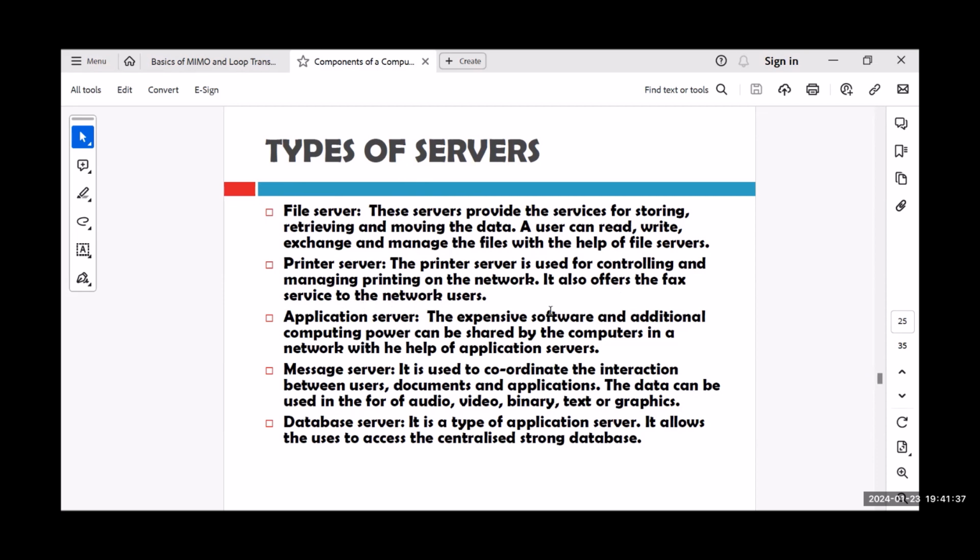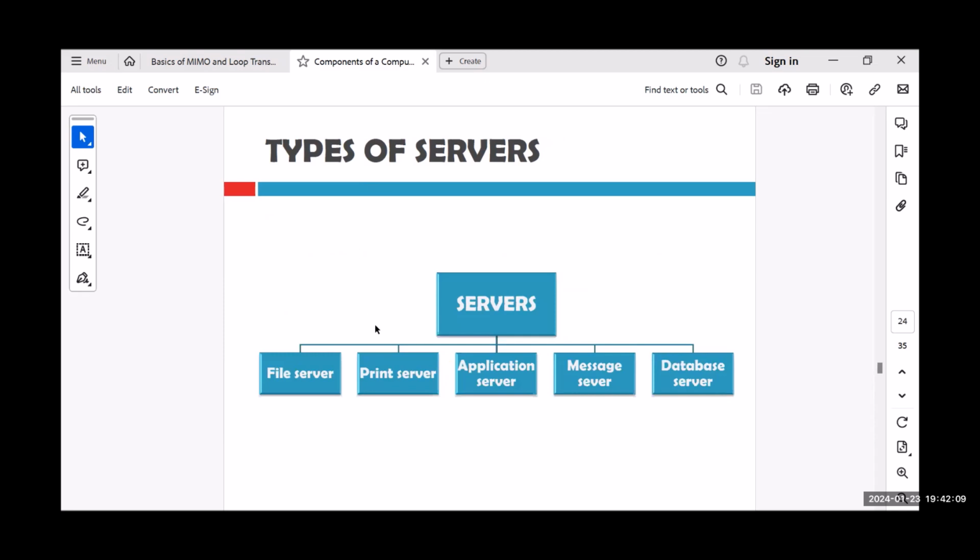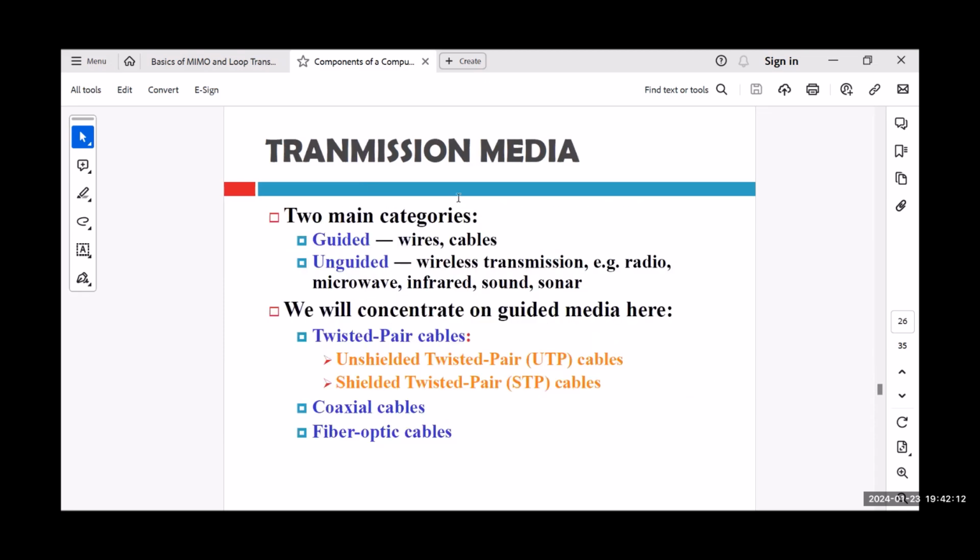With the application server, expensive software and additional computing power can be shared by the computers in a network. In case of the message server, it is used to coordinate the interaction between the users, documents, and applications. The data can be used for radio, video, binary text, and graphics. The database server is a type of application server. It allows the users to access the centralized stored database. So we have these kinds of different servers.